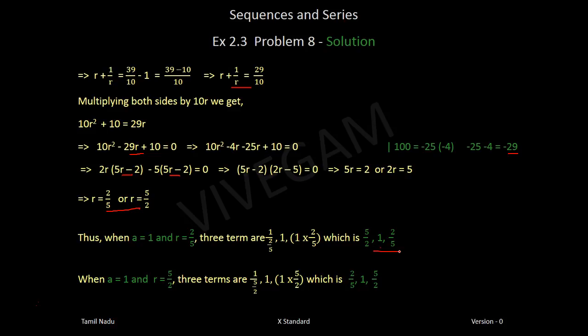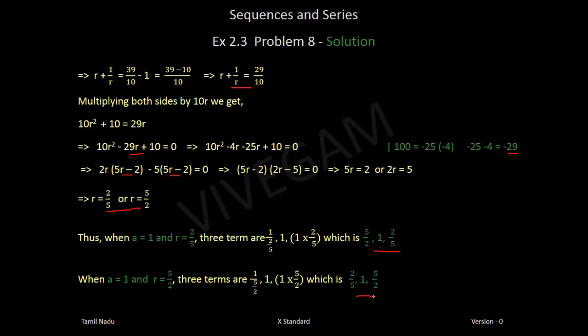In the case r is taken as 2 by 5. When r is taken as 5 by 2, it will be a by r, that is 1 by 5 by 2. A is 1, and this is ar, that is 1 into r. So this will invert. So you will get 2 by 5, 1 and 5 by 2. It's just the inverse, right? So these are the two possibilities of the three terms which actually go by that condition.